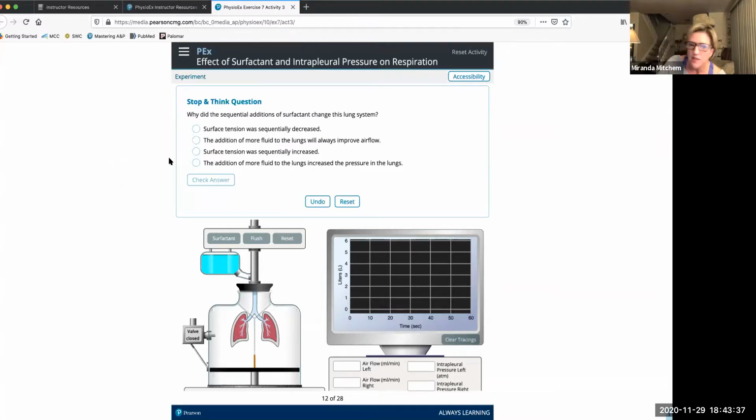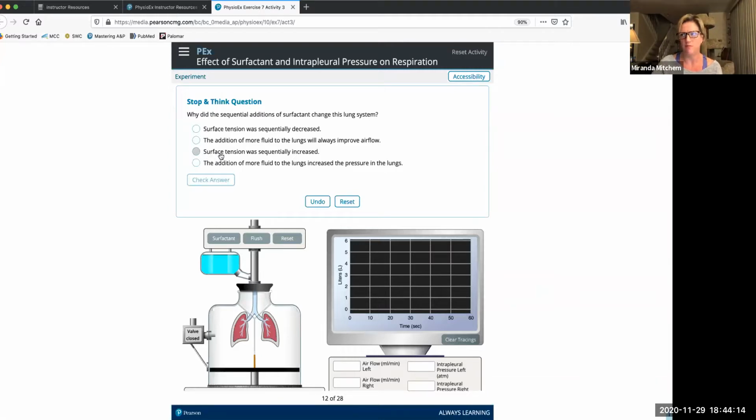So we've got, let's see our options. We've got surface tension was decreased. Okay, that makes sense. The addition of more fluid to the lungs improves airflow. Oh gosh, that is so incorrect. I mean, think about what pneumonia is. Pneumonia is the presence of fluid in the lungs. Look at the situation that's happening with the pandemic right now. Having fluid in the lungs is a very bad thing. It is a pathological condition that impacts airflow. So B is wrong. Surface tension is increased.